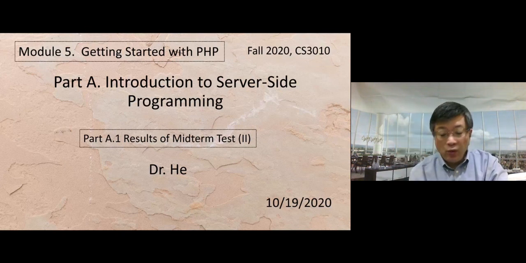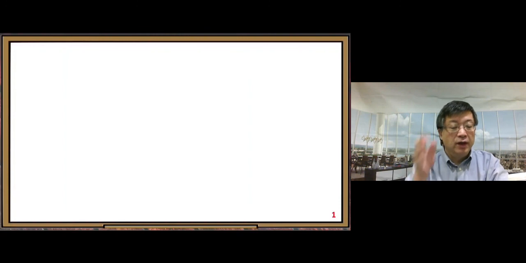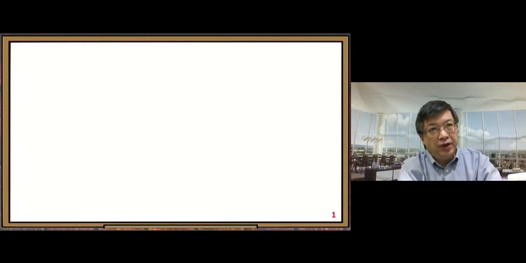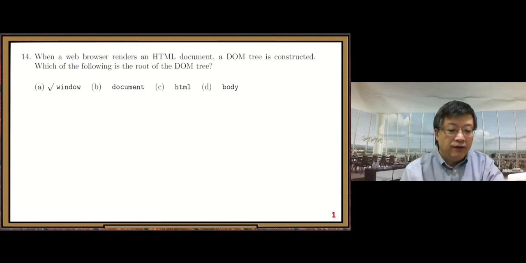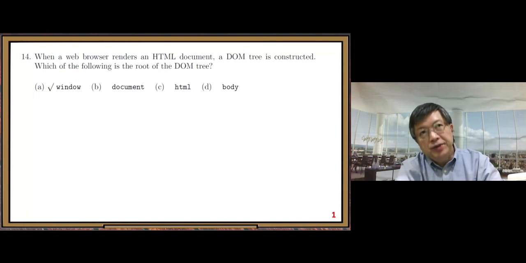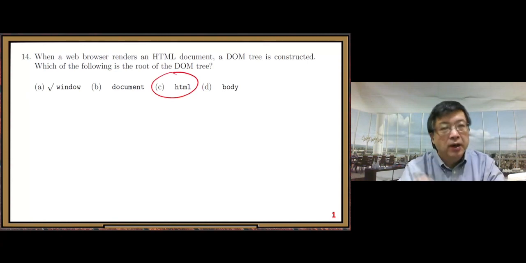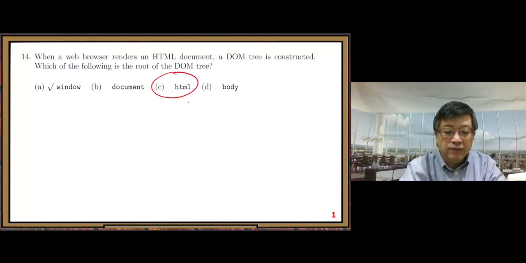All right, so let's start part 8.1, results of the midterm test part 2. Now we have the second half. There are 6 questions I want to talk about in this part. The first one, question number 14. Many students lost points on this question. Most of them selected C, so I gave them 2 points, partial credit. 2 out of 4.